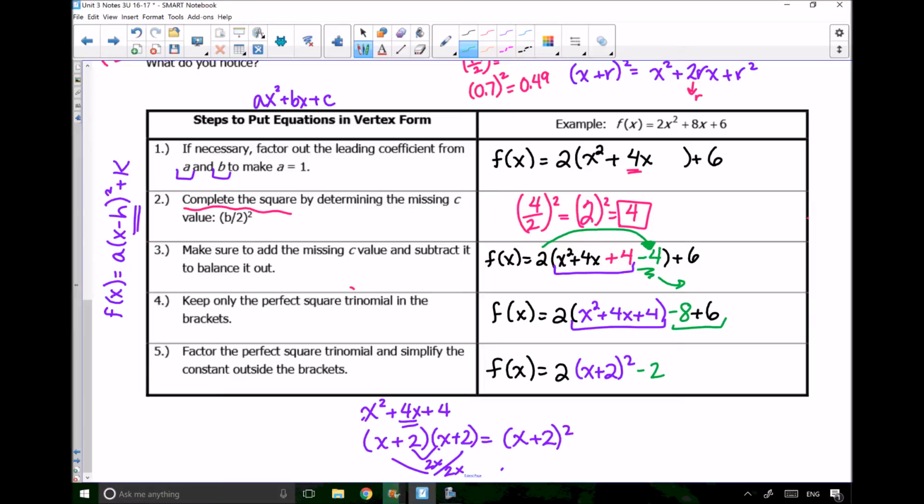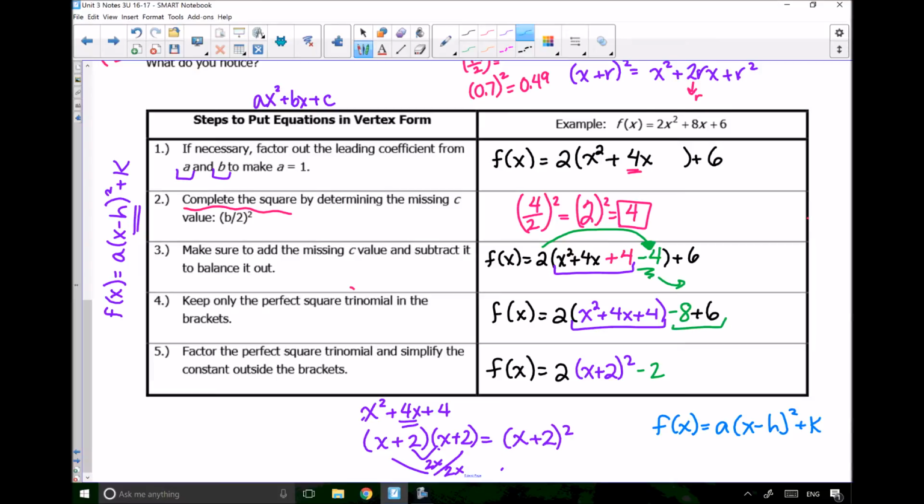And now if you look right here, it is in vertex form because again, vertex form is f of x is equal to a times x minus h squared plus k. I have my leading coefficient on the outside. I've got x minus h right here, it's squared, and then I've got a plus k on the end. It just happens that the signs are different, but it's okay. It just means that the h value here is negative and the k value here is also negative.